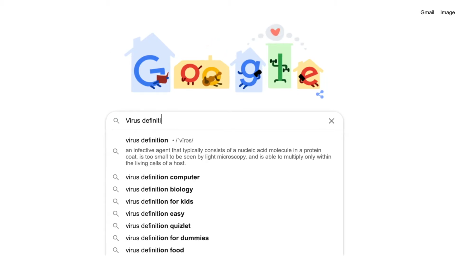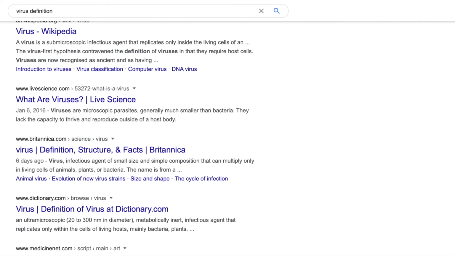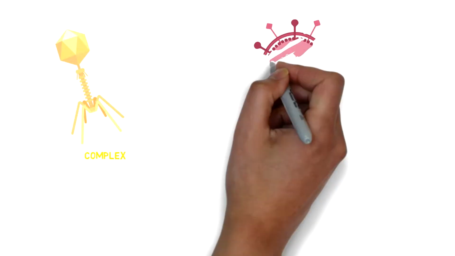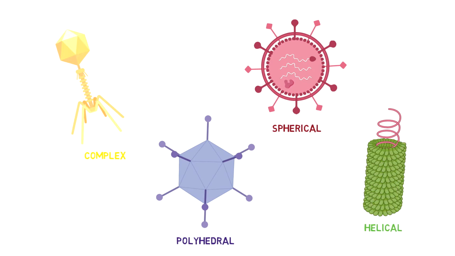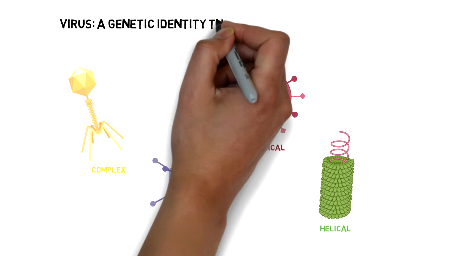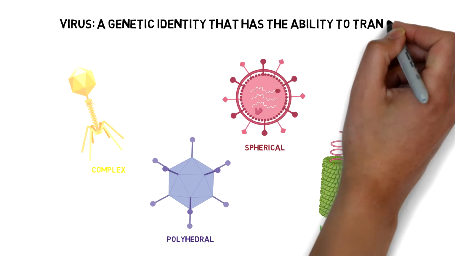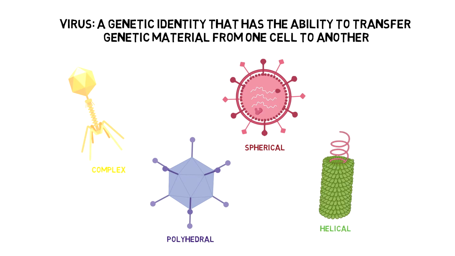So if you go to the internet and look for virus, there are so many different definitions out there because viruses are like that. They're very complicated in the ways that they execute a lot of different functions. They're so diverse, and also they have different mechanisms to hijack the cell machinery in order to replicate. So viruses, I'm going to define it as a genetic entity that has the ability to transfer genetic material, either DNA or RNA, from one cell to another.